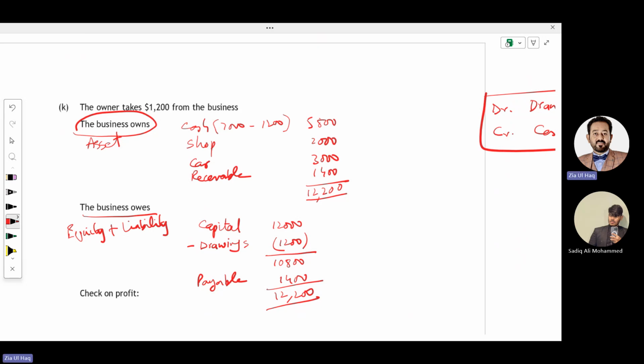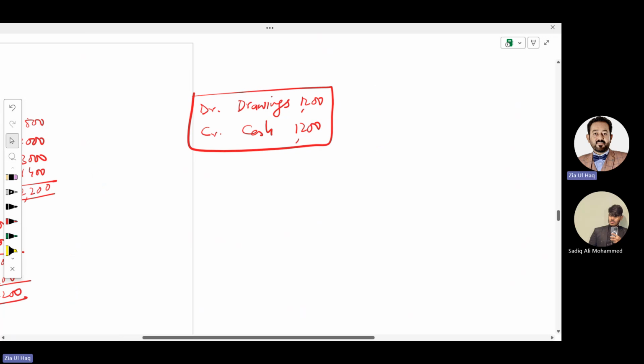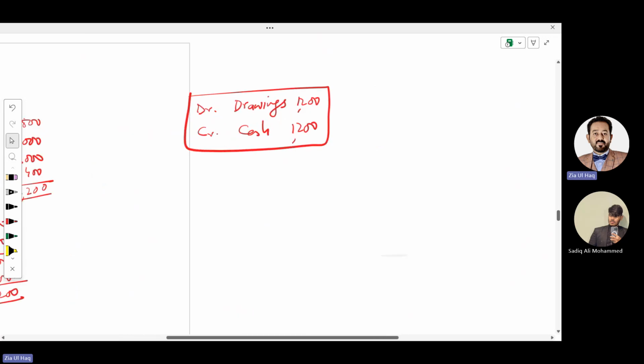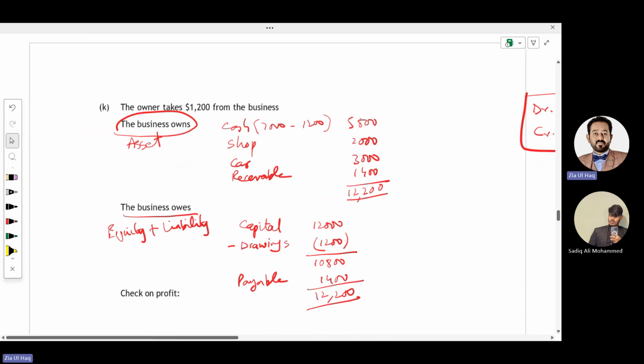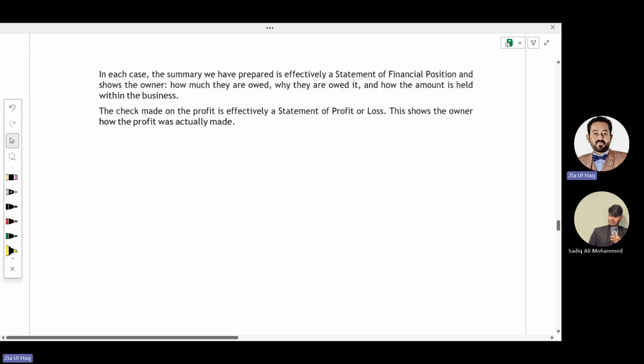Can you understand this? What we have learned: how to record accounting transactions, meaning how to make debit credit entries. And we have learned how to equalize your debit, meaning owns, and your credit, meaning owes. Your assets should always be equal to equity plus liability. Equity is what we need to pay back to the owner, and liabilities are what we need to pay back to other parties. Okay, let's move forward.